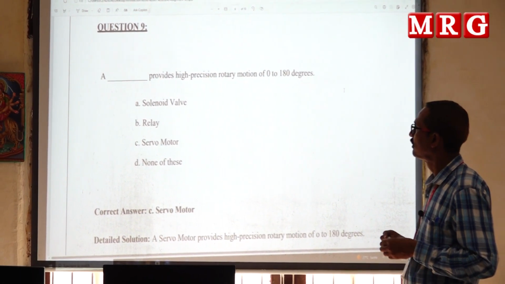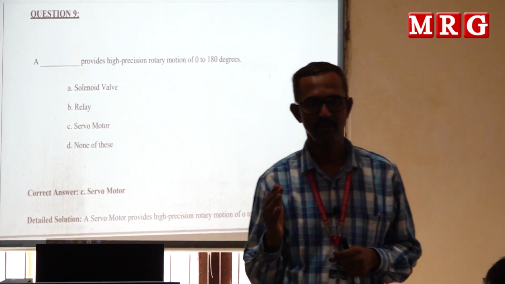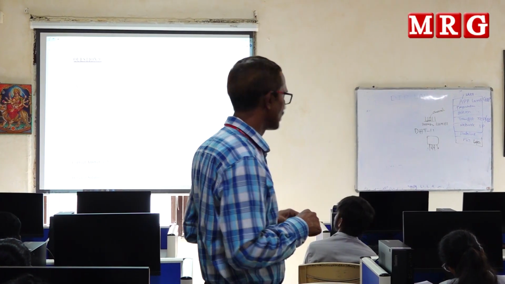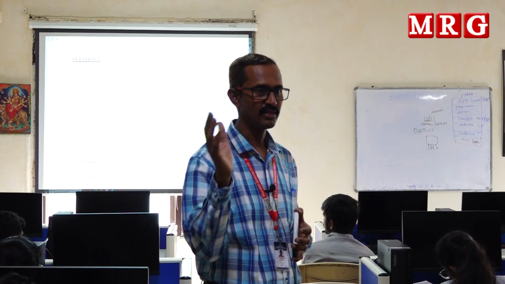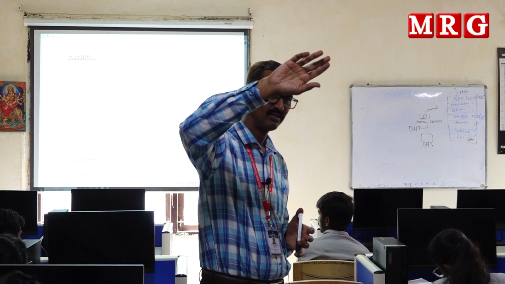Dash provides high pressure rotary motion, 0 degrees to 180 degrees, which will provide motion. Actuators. What are the actuators? Popular actuators here: a valve is also an actuator, a relay is also an actuator. A motor is the best example of an actuator. For movement, a motor is used. Servo motor. How much are you aware of motors? How much movement can it create? How many degrees? 360 possible or 180?